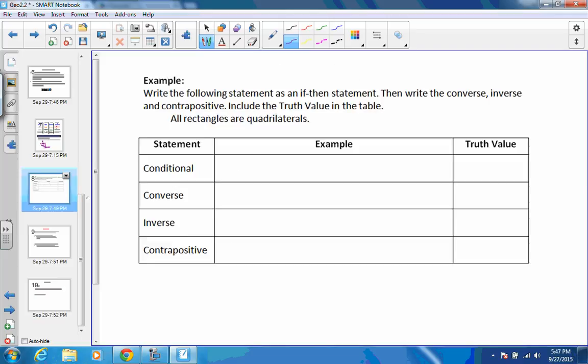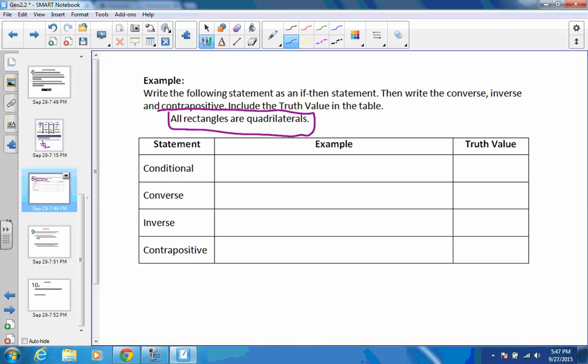So it says, write the following statement as an if-then statement. Then write the converse, inverse, and contrapositive, and include the truth values. So we're going to put it all together. Our one statement that we have here is all rectangles are quadrilaterals.